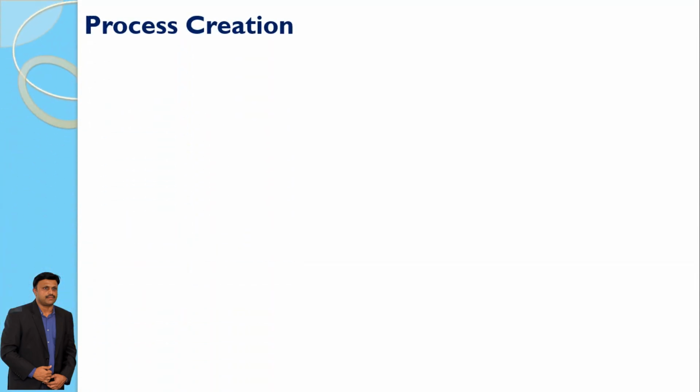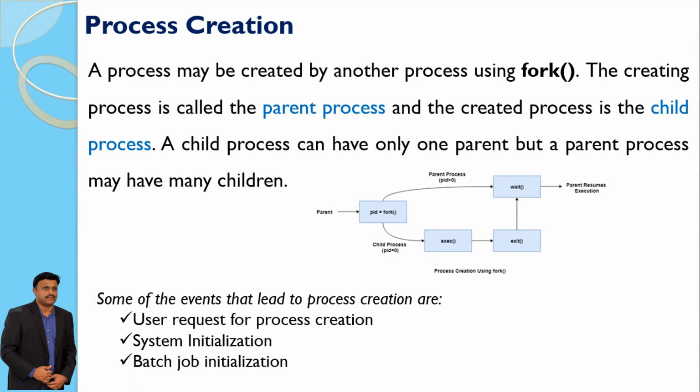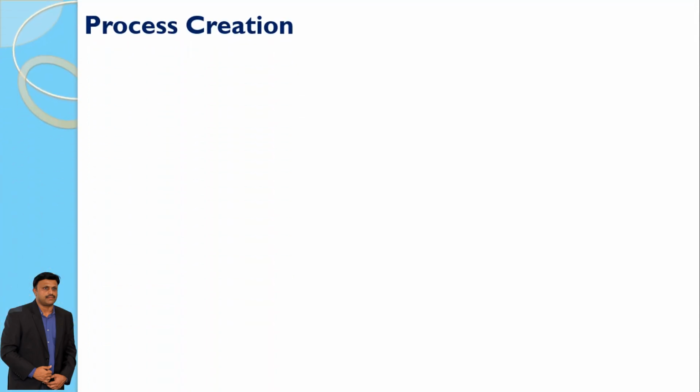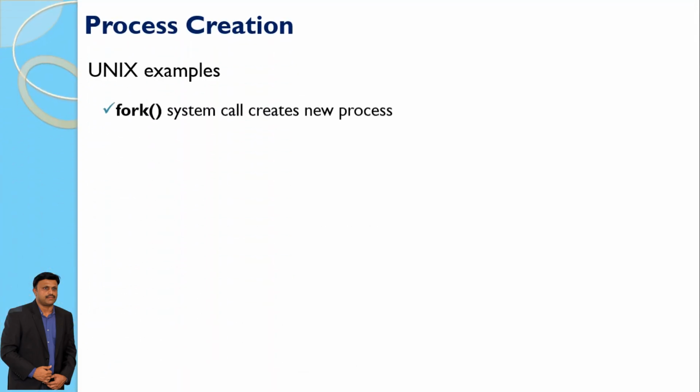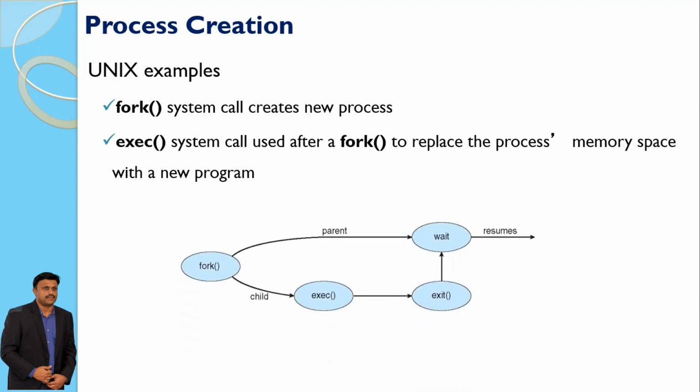Operating systems provide mechanisms for process creation and termination. Processes can create child processes, forming a hierarchy, and are managed using process identifiers. Processes can be created using system calls like fork. The parent process creates a child process, which can further create its own processes, forming a tree structure.